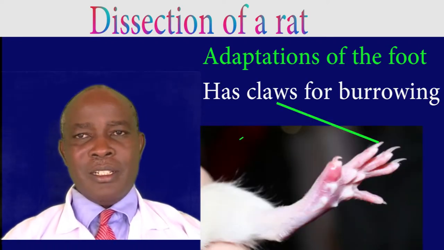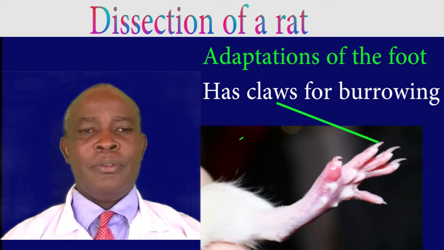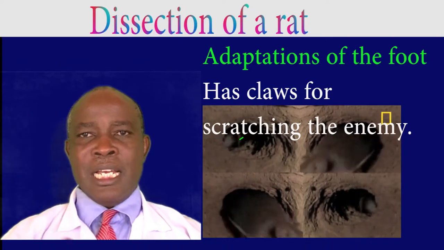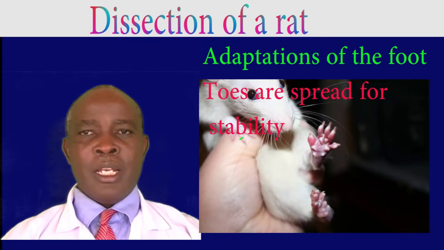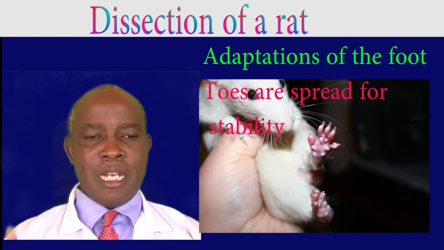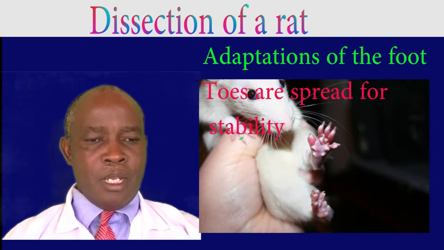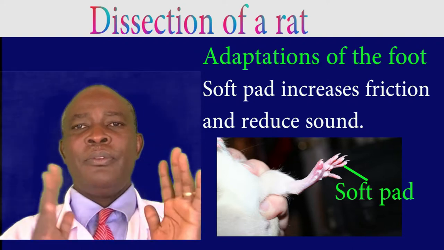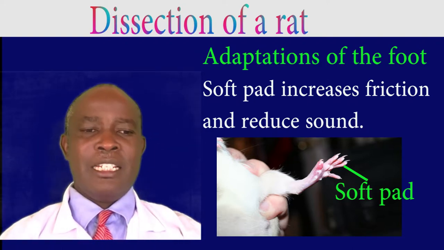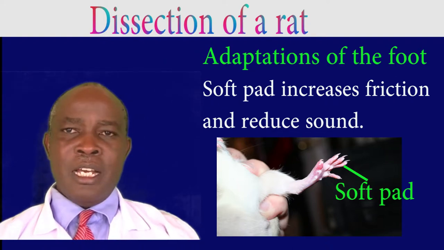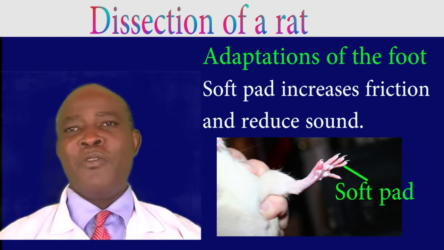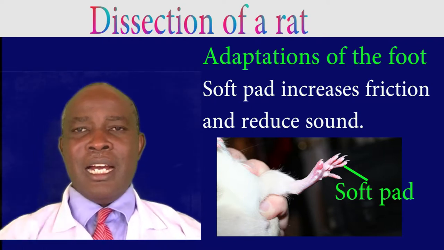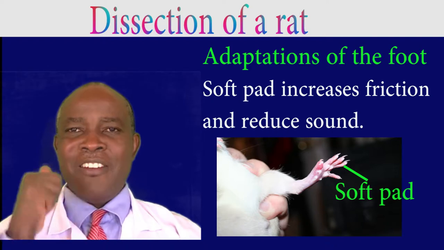It has claws for burrowing, for grabbing food, and for scratching the enemy. The toes are spread for stability. The soft pad increases friction during movement so that it doesn't slide and doesn't make sound when it is moving, otherwise it will be heard by the predator and the prey and they come for it or run away from it.